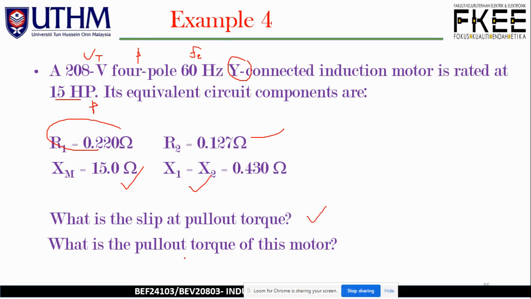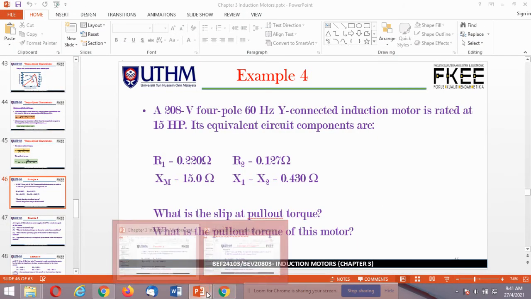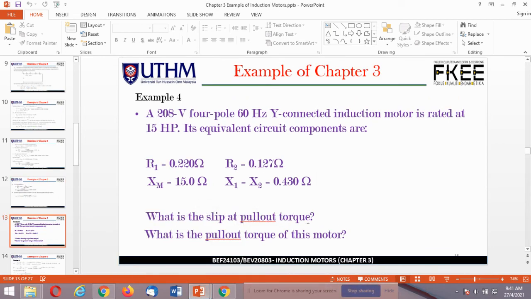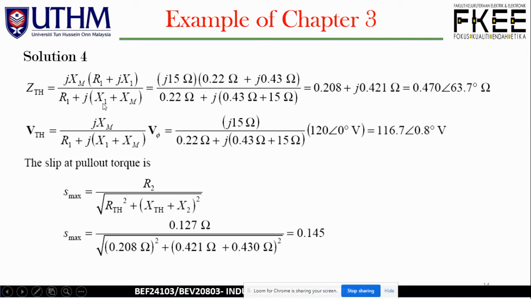So what is the pull out torque of this motor? The T pull out. And then let's see the solution over here. We start with the equation, just a very straightforward analysis. So we have VTH equal to XM times (R1 plus jX1) over (R1 plus jX1 plus jXM).